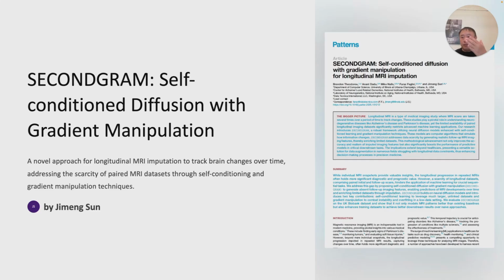So the high-level summary of this work is we introduce a new method for longitudinal MRI imputation. It can track brain changes over time, addressing the issue of scarcity of paired MRI datasets. Through these techniques, I will talk about self-conditioned diffusion and the gradient manipulation techniques.